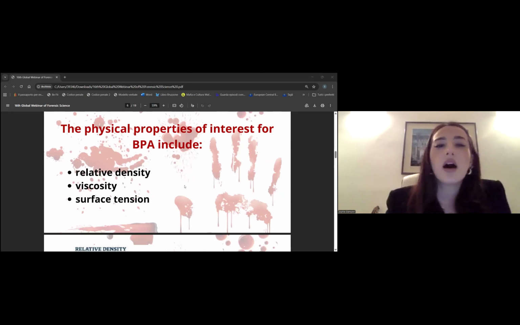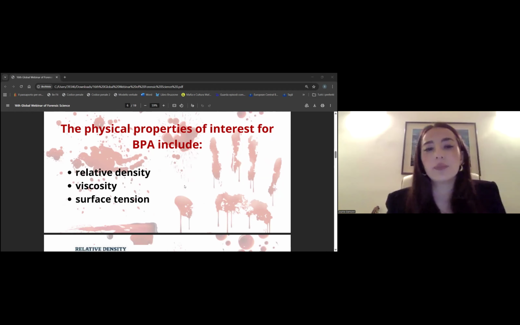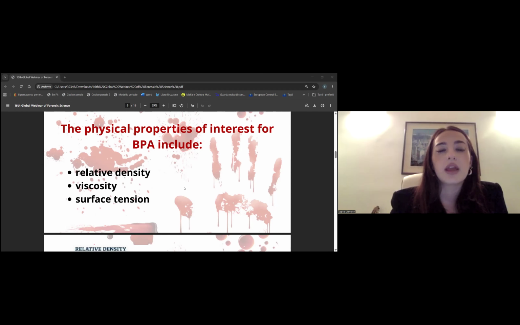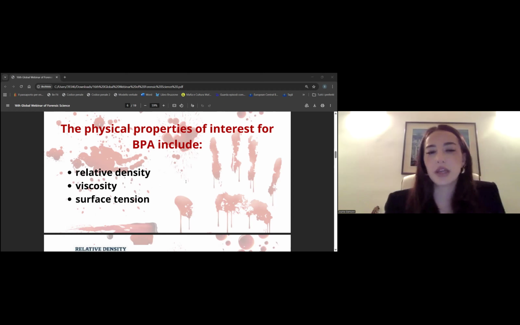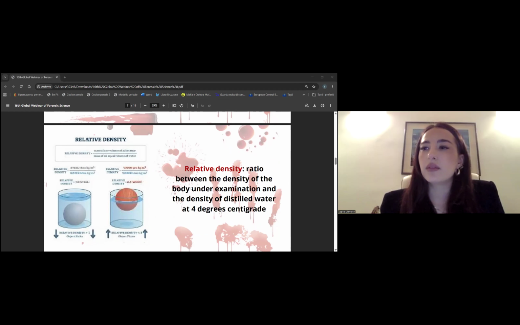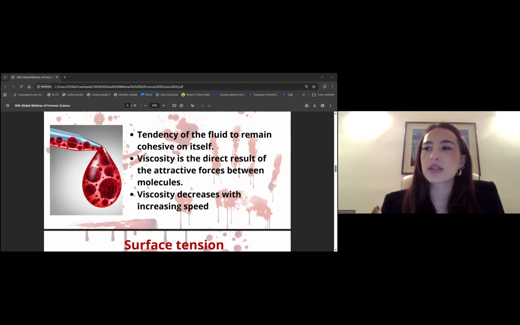The relative density is defined as the ratio between the density of the body under examination and the density of distilled water at 4 degrees centigrade. Viscosity, instead, is the tendency of the fluid to remain cohesive. Viscosity is the direct result of the forces of attraction between molecules, and in the end, it decreases with increasing speed.